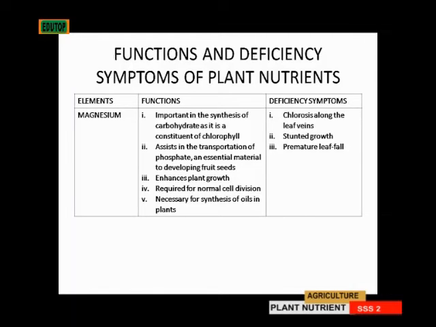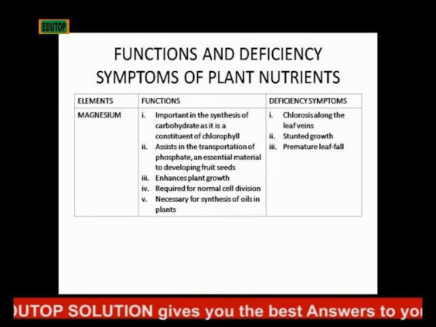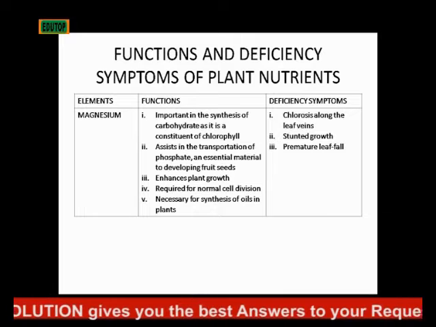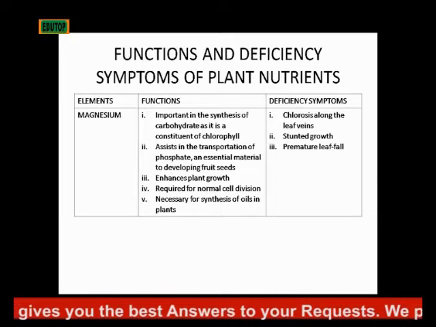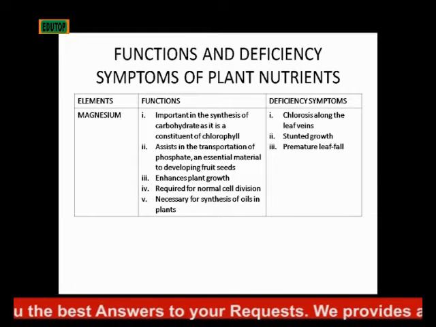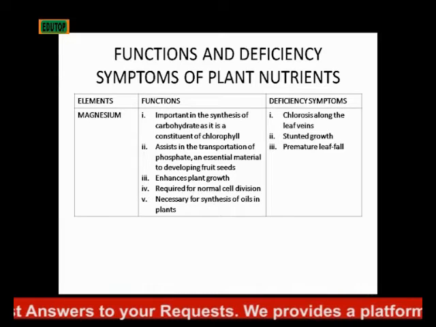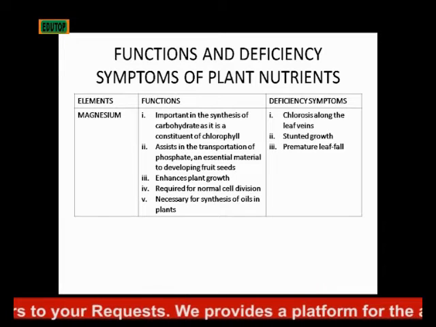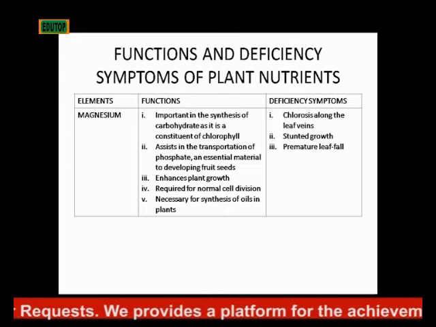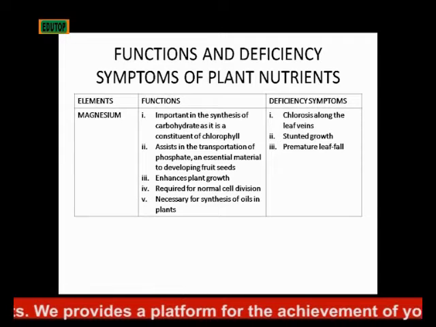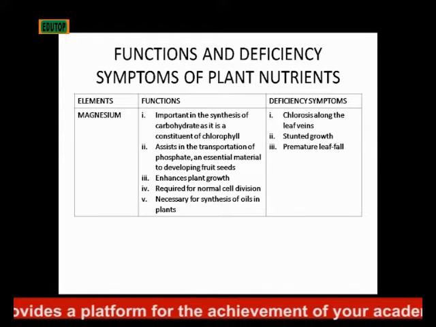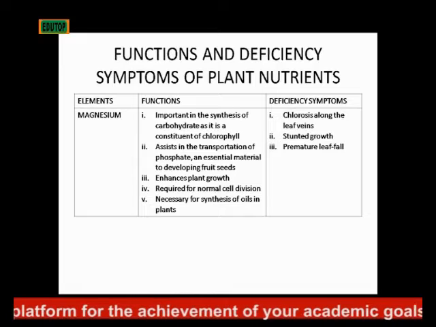Magnesium is very necessary for synthesis of carbohydrates as it is a constituent of chlorophyll. Then it assists in the transportation of phosphates, which is an essential material to developing fruit seeds. Magnesium enhances plant growth. Then it is required for normal cell division. Magnesium is also necessary for synthesis of oils in plants.